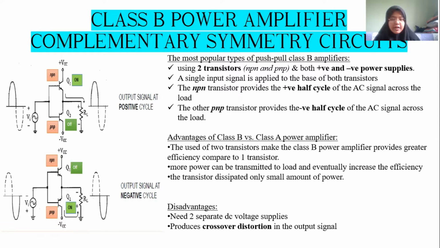We look at the advantage of Class B versus Class A power amplifier. First, the use of two transistors makes the Class B power amplifier provide greater efficiency compared to one transistor. Also, more power can be transmitted to the load and eventually increase the efficiency. And lastly, the transistor dissipates only a small amount of power.